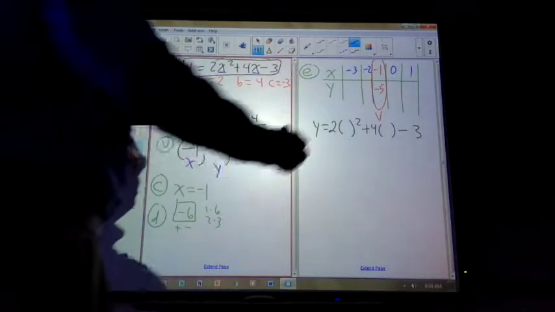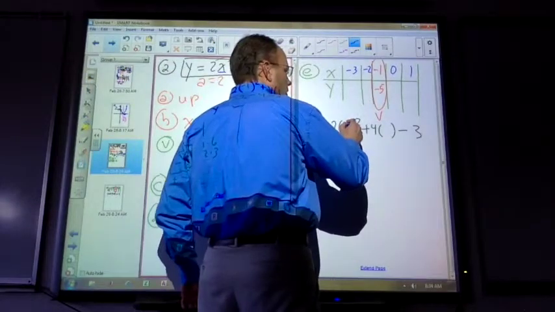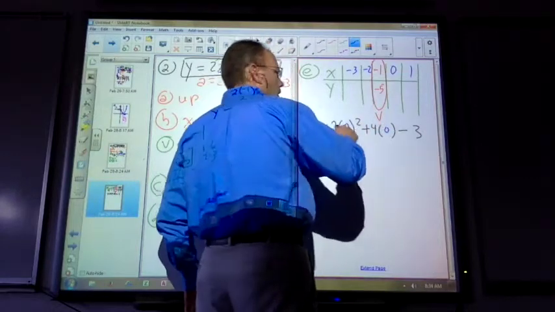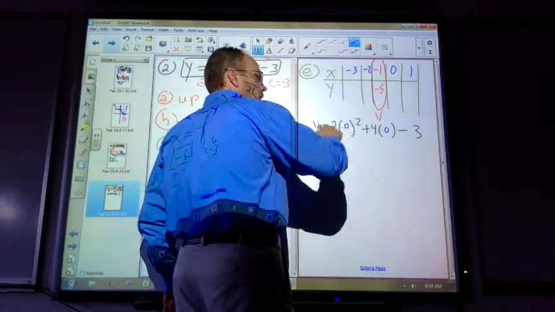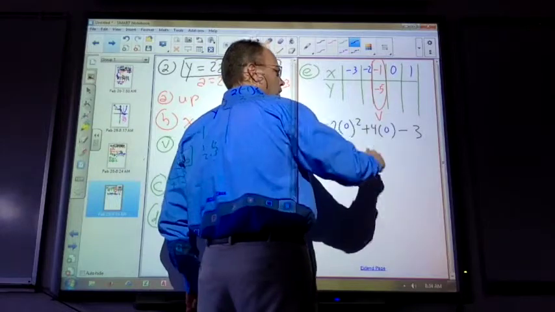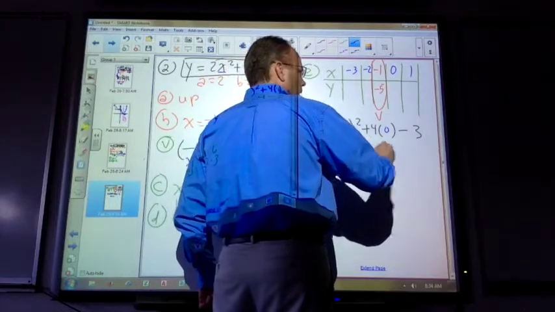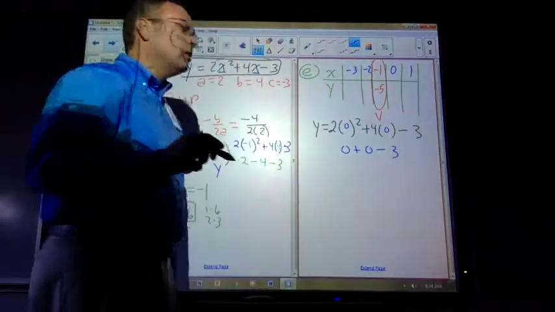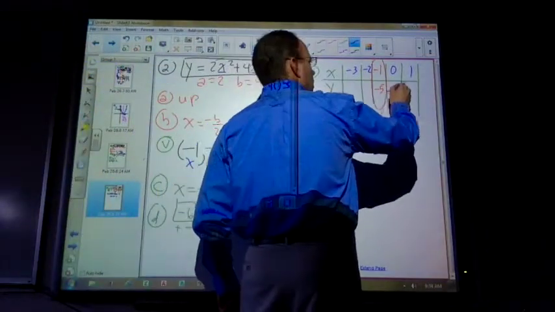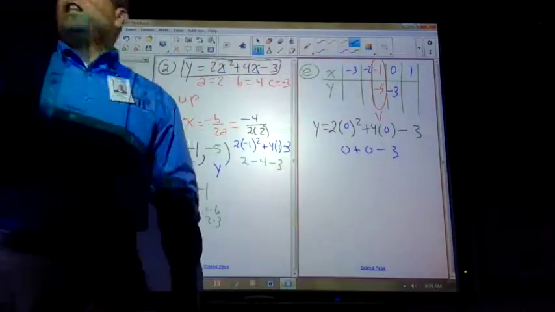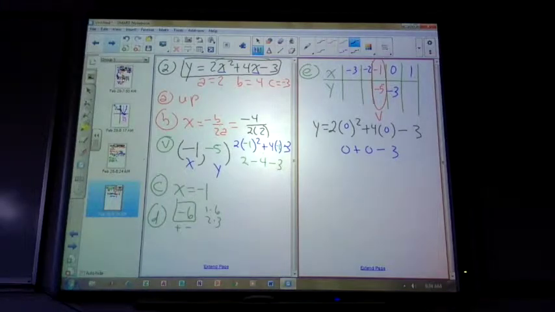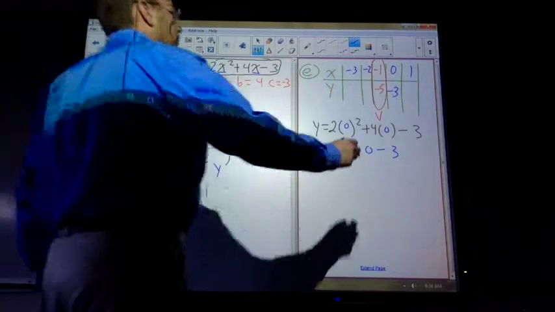So if I plug 0 in, 0 squared is 0. 2 times 0 is 0. 4 times 0 is 0. So I get 0 plus 0 minus 3. What is that? -3. I know by definition that at -2, the answer should also be -3.